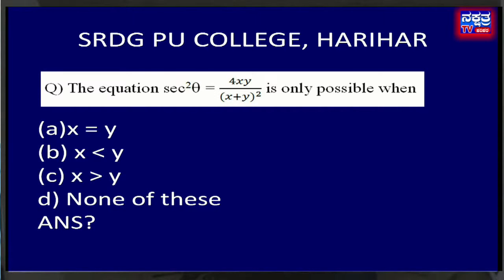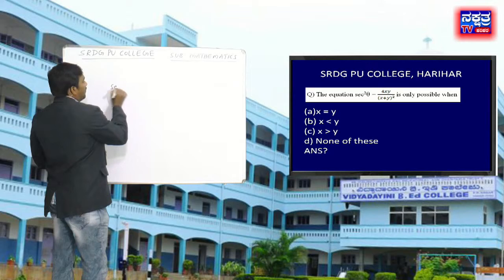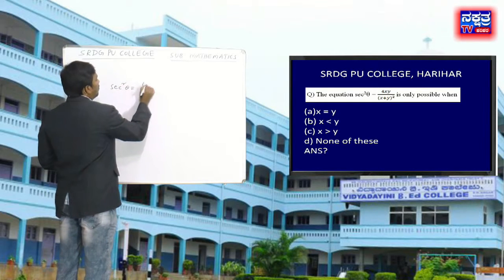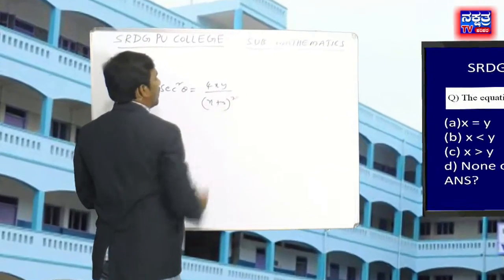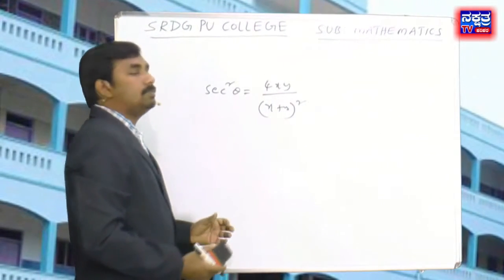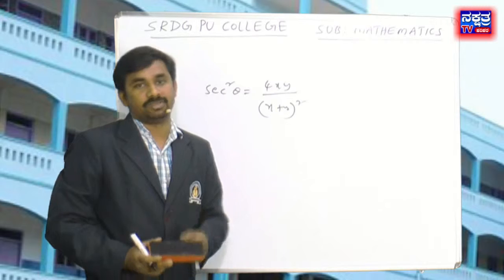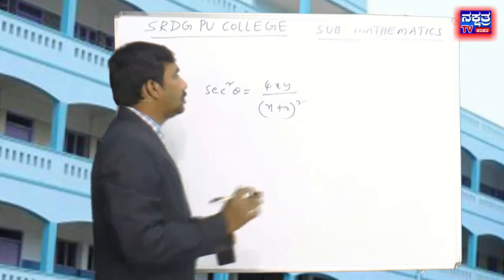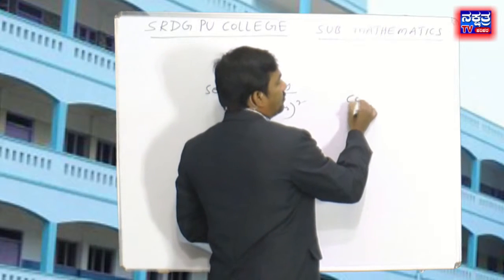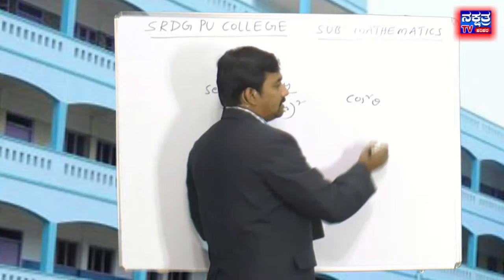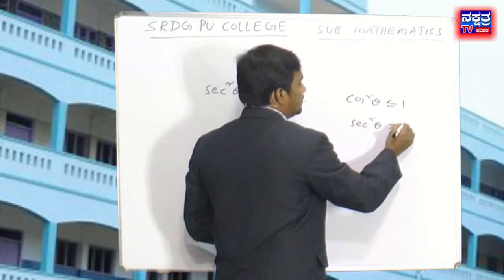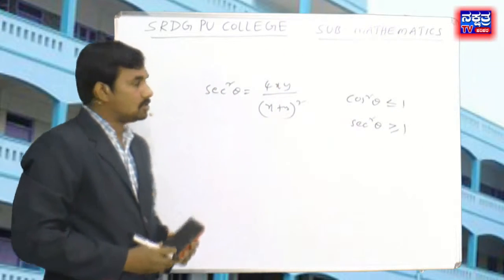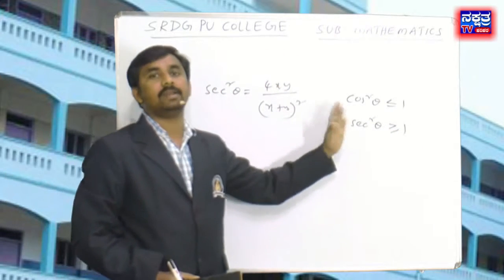Watch the board. Dear students, given that secant square theta equal to 4xy by (x plus y) whole square is possible only when, this is the question. So all of you have to observe here. Cos square theta is always less than or equal to 1. Secant square theta is greater than or equal to 1. So we have to remember these identities very well.